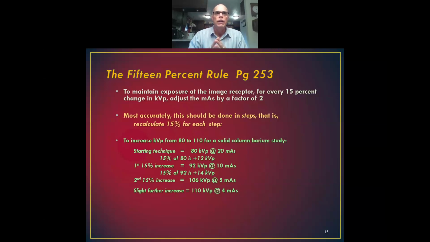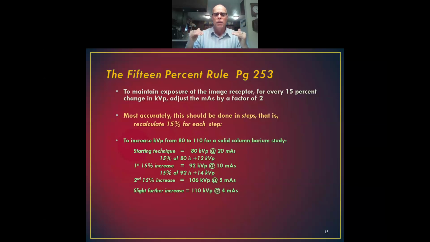So now we're at 10. The next step, we're going to take the new kVp, which is 92. We're going to take 15% of 92, which is 14. We're going to add it to our 92, which gives us 106 kVp. So we've gone up again in our kVp, getting closer to our required 110. So we're going to step down our mass one more time and divide it by half again. So we're now at 10, we're going to go down to 5. So now our technique is 106 at 5.